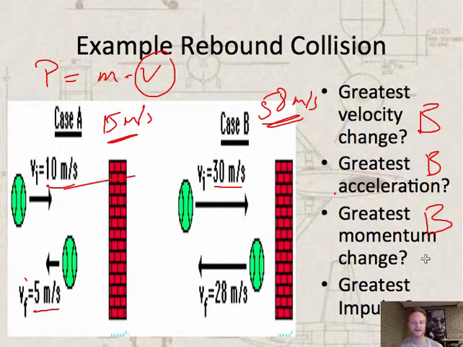And as soon as you say that, the change in momentum is the amount of impulse that occurs. And so basically, case B would also have the greatest impulse. So it's kind of a trick question in a way. But this is just being able to look at a picture, analyze what's going on, and then answer some questions with that picture.